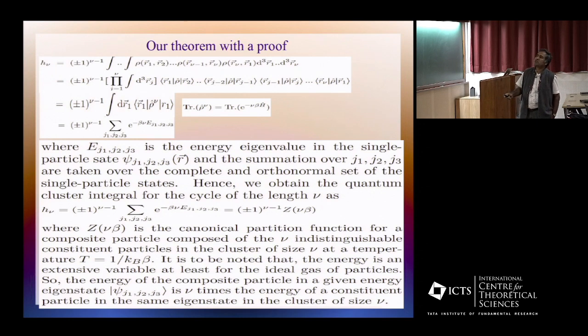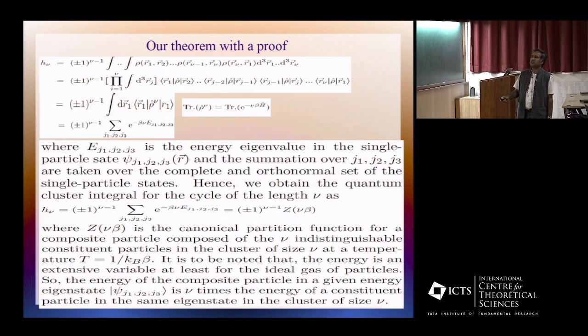Now this trace of rho to the power nu is trace of e to the power minus nu beta h, because rho is e to the power minus beta h. So only nu will appear over here. Now this trace can be written in terms of the energy eigenvalues. Here Ej1, Ej2, Ej3 is the energy eigenvalue in the single particle state psi J1, J2, J3, and the summation over J1, J2, J3 is taken over a complete and orthonormal set of the single particle states. Hence, we obtain the quantum cluster integral for the cycle of length nu as this. This is nothing but the partition function for a single particle, where beta is replaced by nu beta. So this is the generic form of the cluster integral.